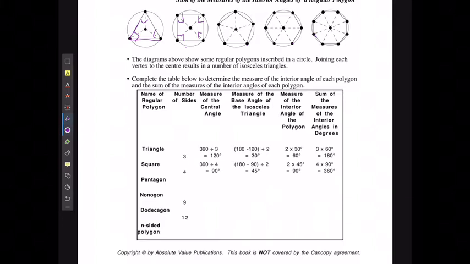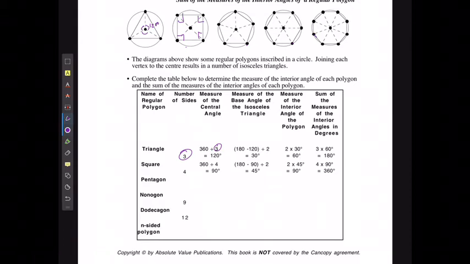So, if I'm going through the list, the first one is a triangle, it's told us. It has 3 sides. The measure of the central angle going all the way around the center point is going to be 360 degrees divided by the number of sides it has, which means that if I look in here, then each one of these angles is going to be 120 degrees.